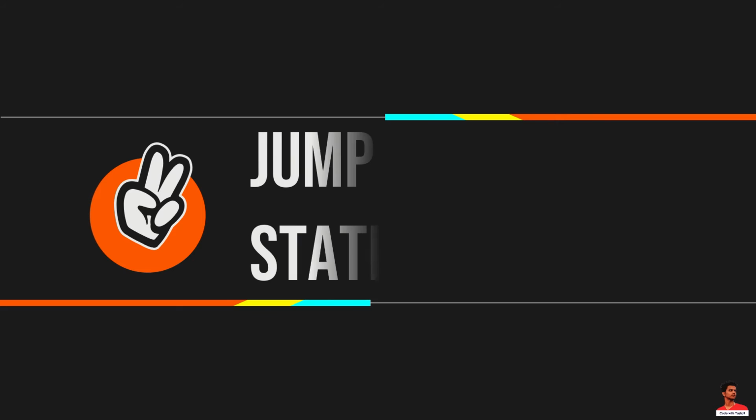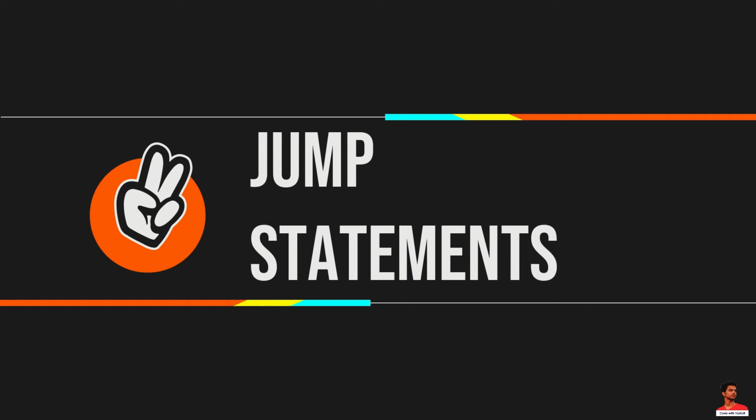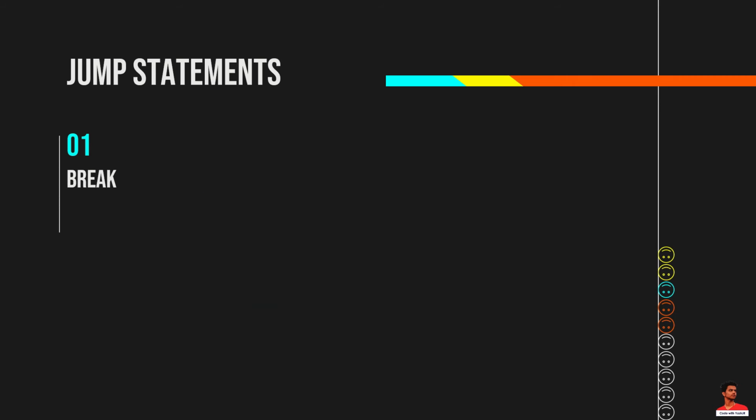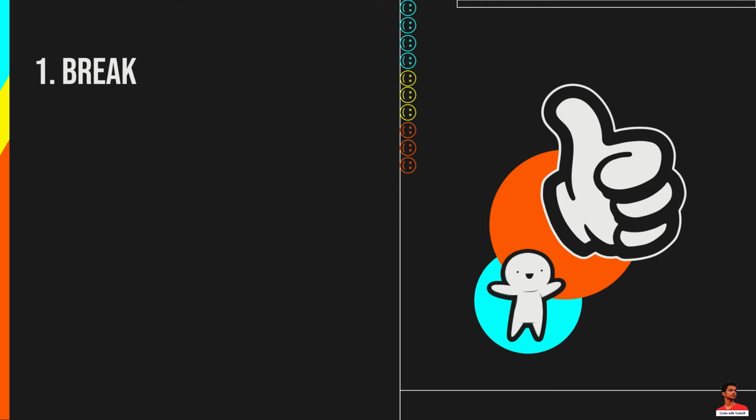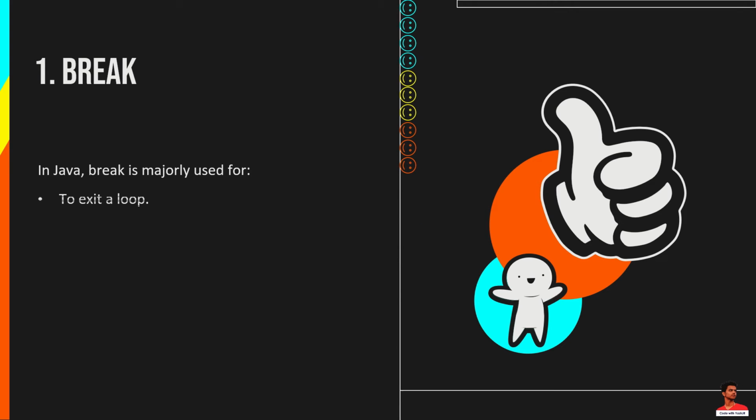Now let's see the second type of decision making statement, that is jump statements. Types of jump statements are break, continue, return. In Java, break is majorly used to exit a loop, used as a form of goto, and to terminate a sequence in a switch statement.